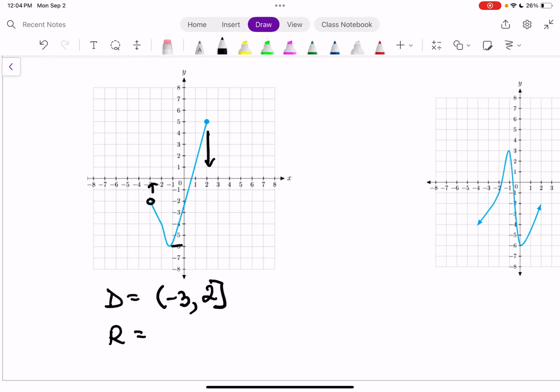The range means the y values, so it's -6, and that seems to be included because the point here definitely hit that line where y is -6. And the highest point is 5, and that's included as well because we bubble in that point. Okay. So put the graph on its side and look at lowest possible y value to highest possible y value. Okay, that's the range.